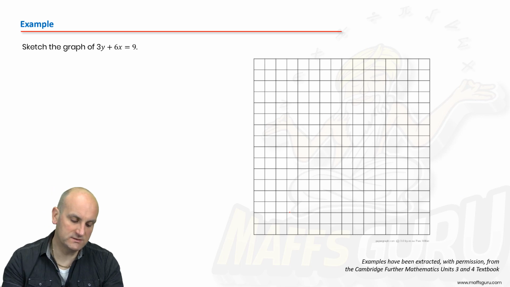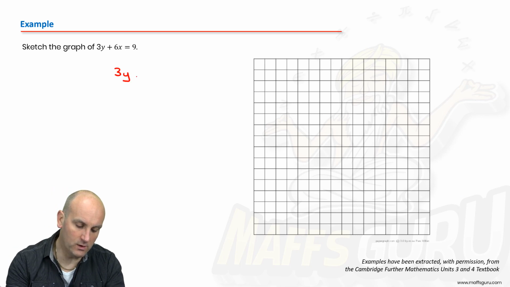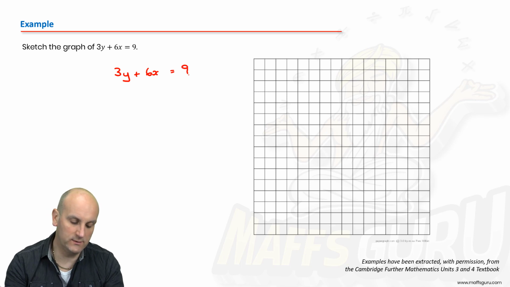Here's another example. So we have 3y plus 6x is equal to 9. All right, so what are we going to do? Well, first things first, we're going to have x is equal to 0. When x is equal to 0, that disappears, and I get 3y is equal to 9. And so y is equal to 3.